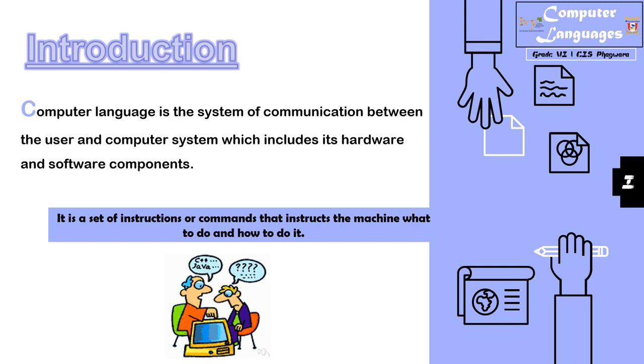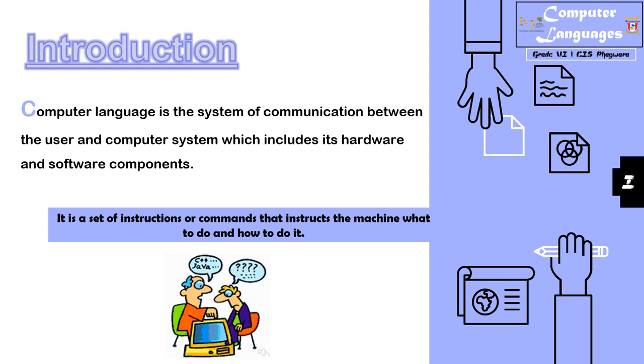Language is the method of human interaction, either spoken or written, consisting of the use of words in a structured or a meaningful way. Similarly, a computer language is also a medium of communication between a user and a computer.